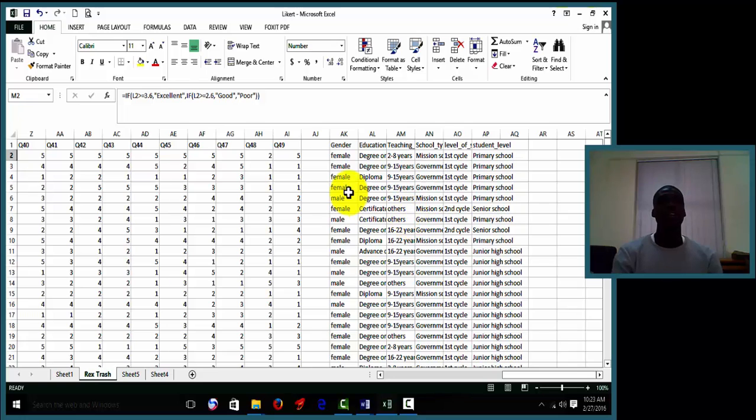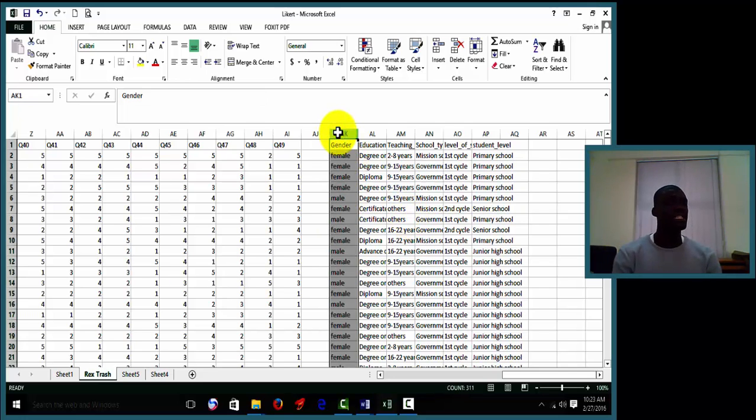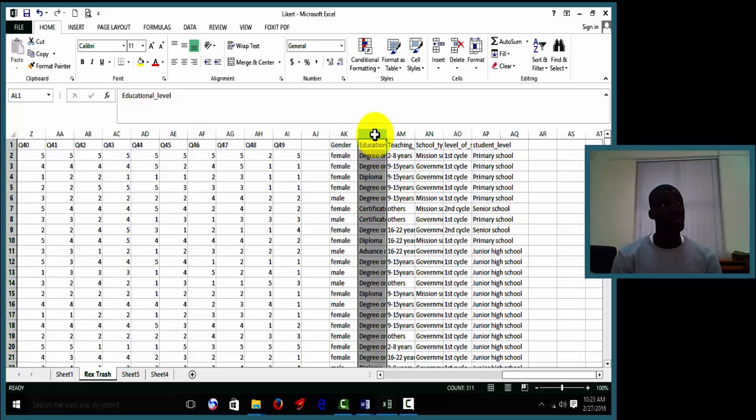So in this particular case, I have picked these particular ones. I want to see whether gender has any differences on the attitude of the respondents, in this case the teachers, towards epileptic students. I want to see whether the educational background also has influence. Then I want to see whether their teaching experience also has influence.